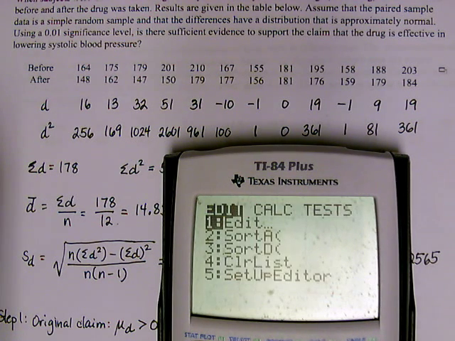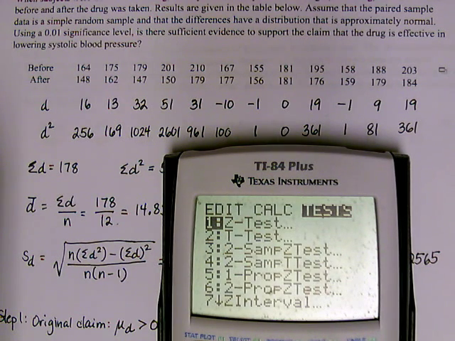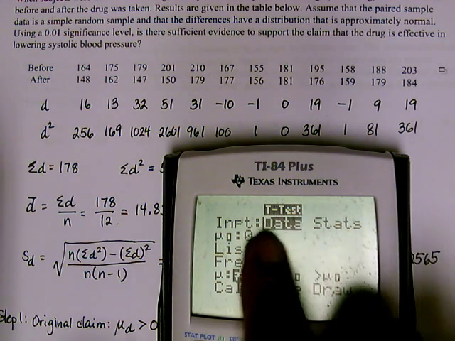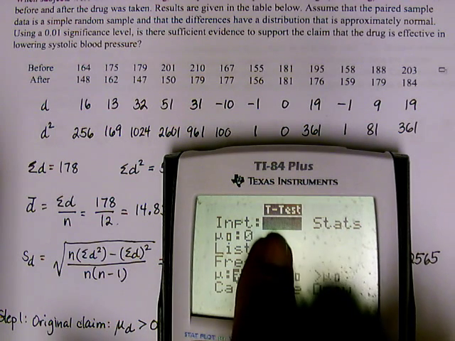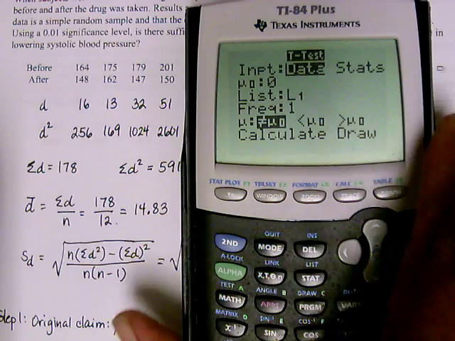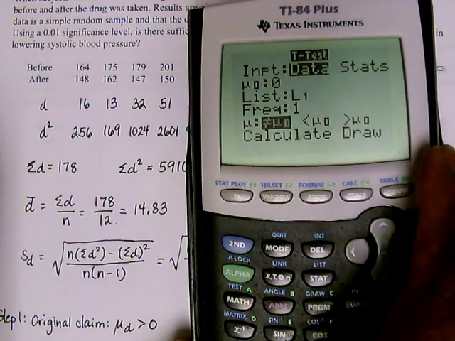Next I'm going to press the stat key, right arrow to test, and select number 2, which is your T test. Down arrow to T test and then hit enter. Now data is highlighted as always. Mu sub 0 will be 0. I do have my data values in L1, so the list is L1. Frequency will remain 1, but I need to look at my alternative hypothesis.